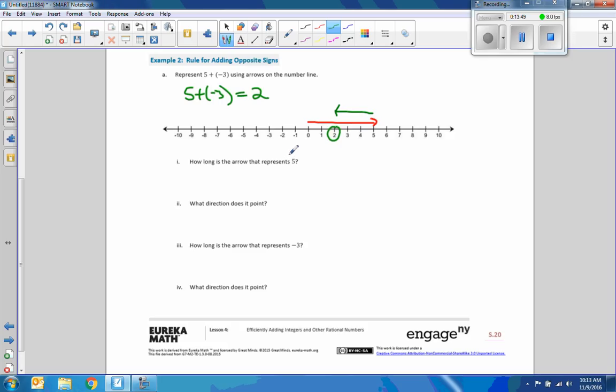How long is the arrow that represents 5? That was the red one, and it is 5. What direction does it point? To the right. It'd be up if we had vertical, so I'll just say that. How long is the arrow that represents negative 3? That's my green arrow. The length is 3. What direction does it point? Left. If it were vertical, down.